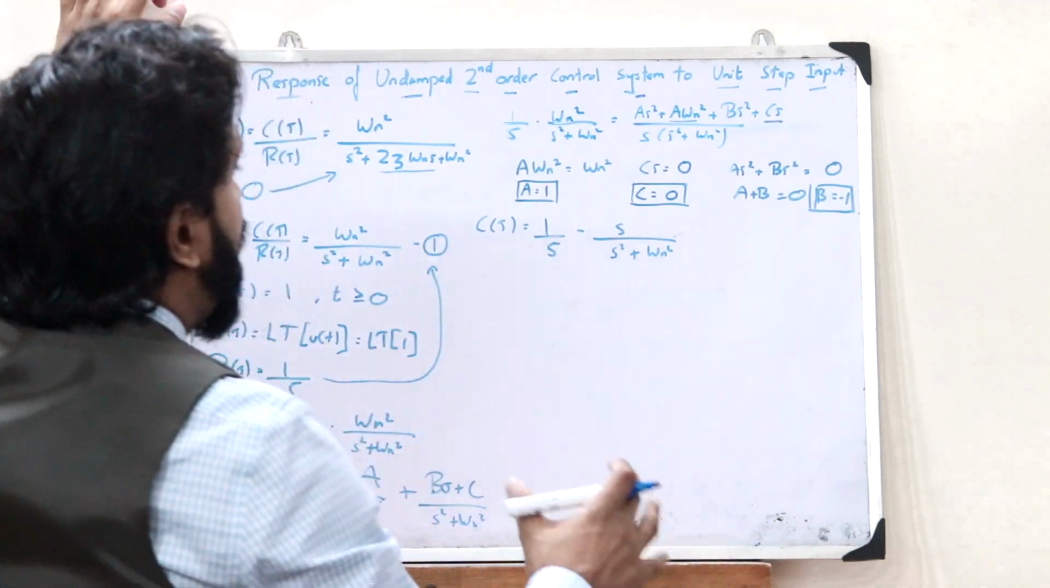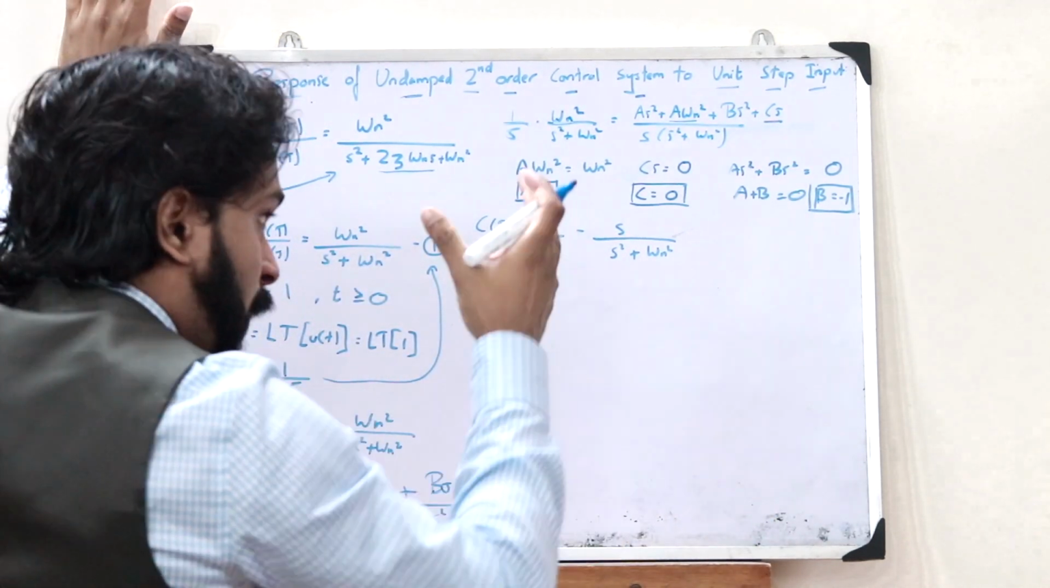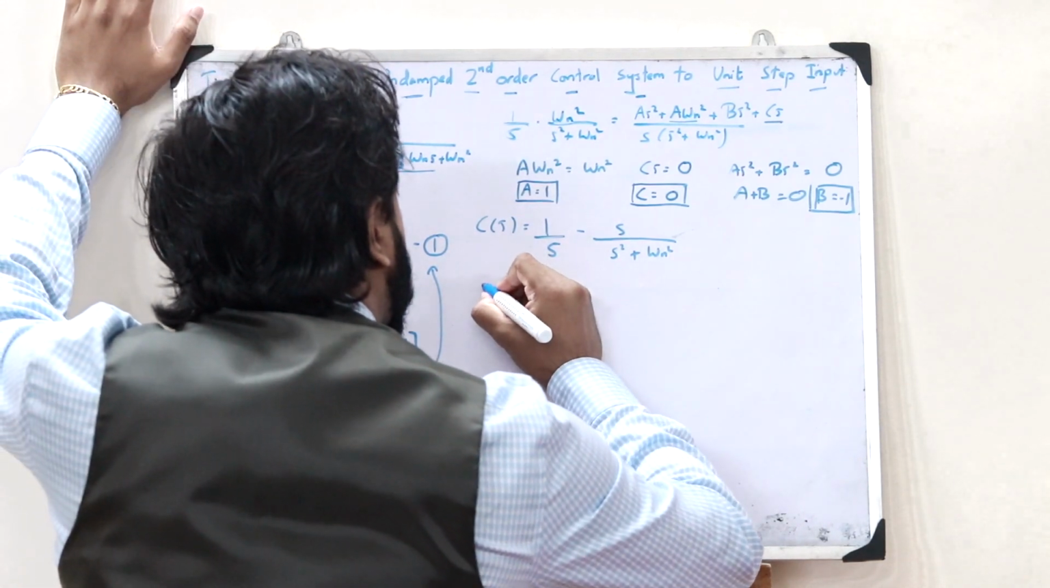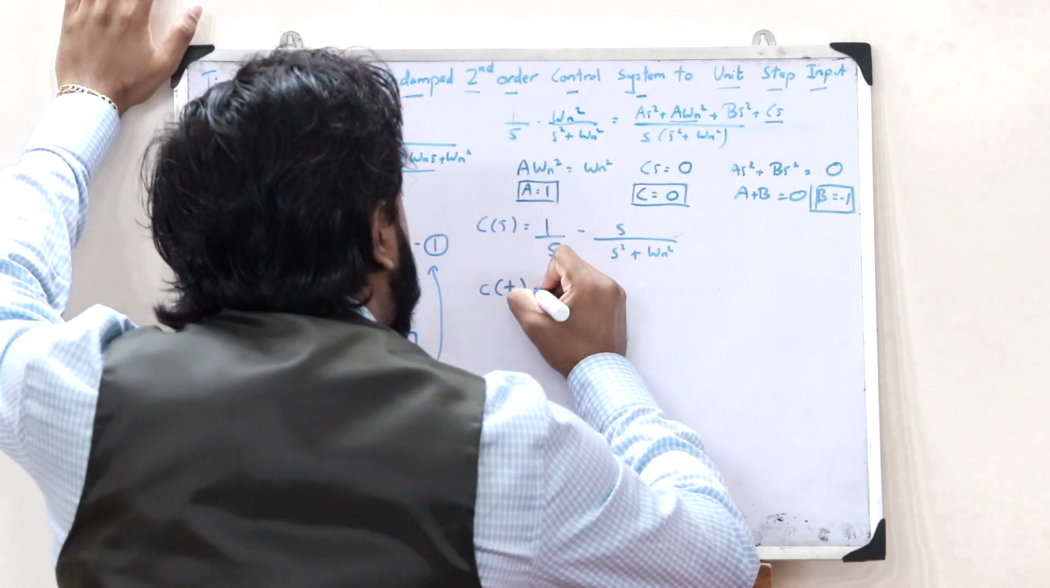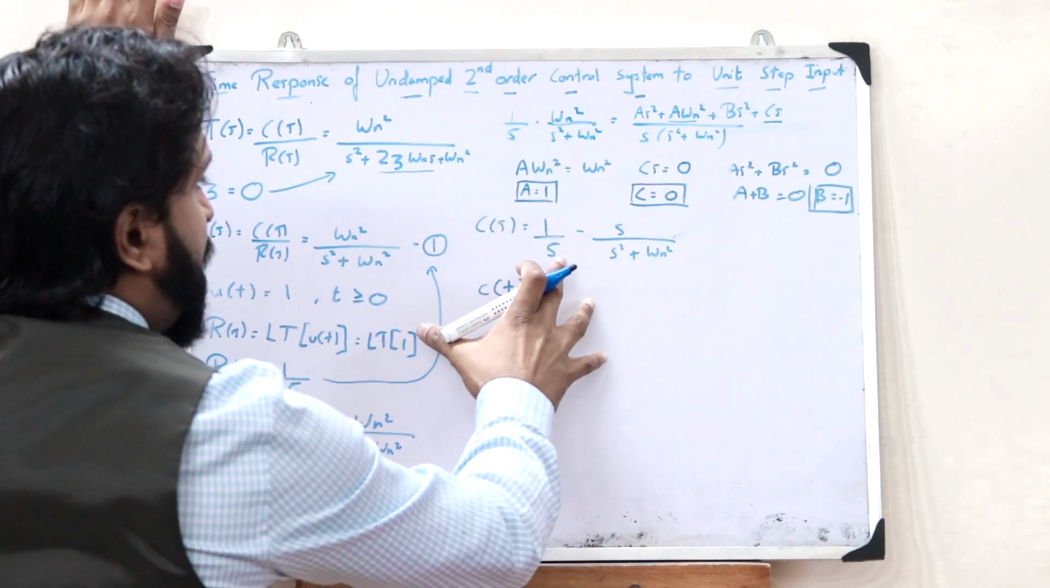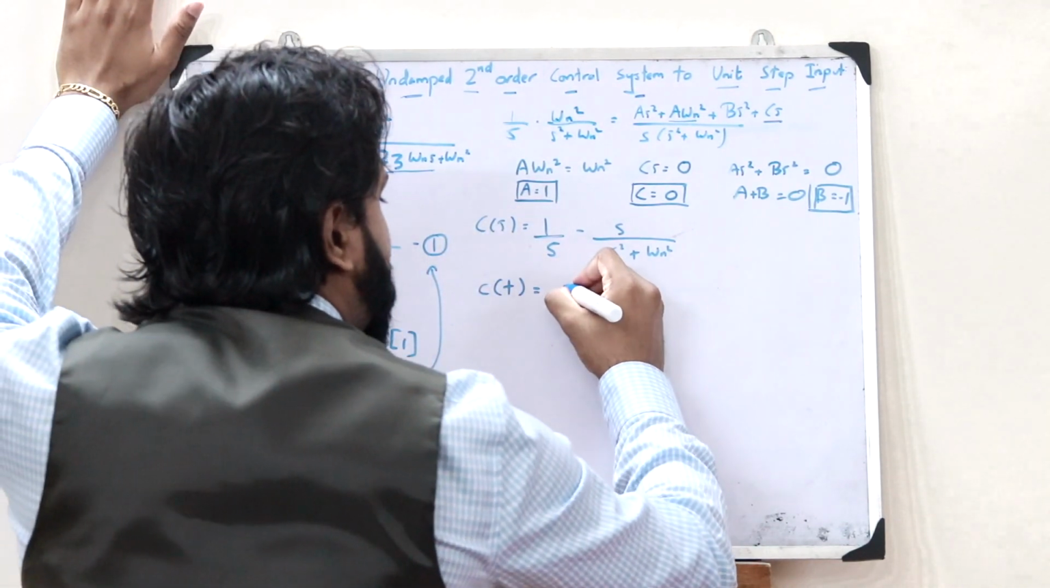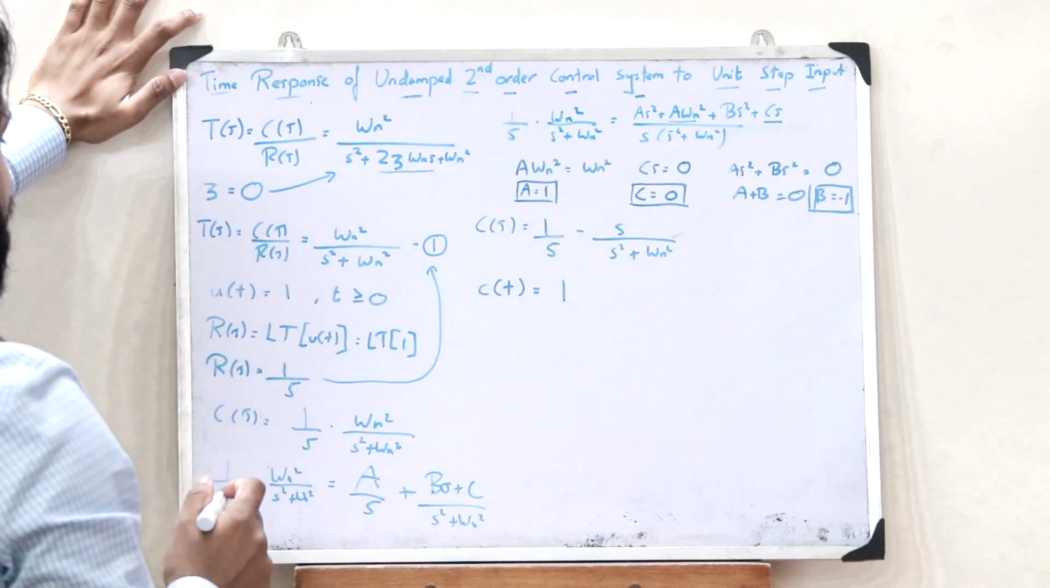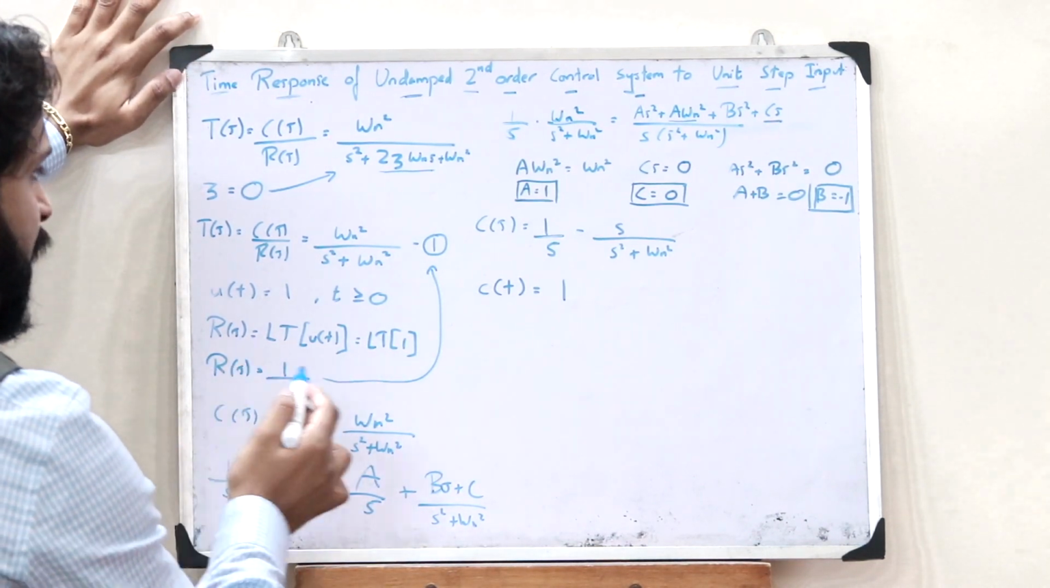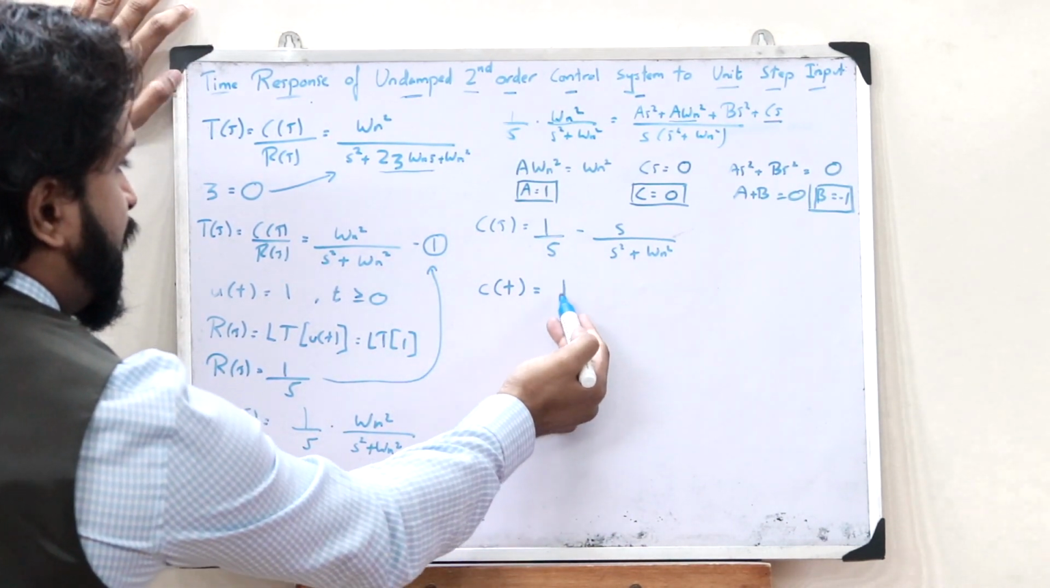And finally now, in order to get the time response, all we have to do is find the inverse Laplace transform here. So c of t is given as the inverse Laplace transform of 1 by s, which is 1. Because here the Laplace transform of 1 was 1 by s. So here the inverse Laplace transform of 1 by s is 1.